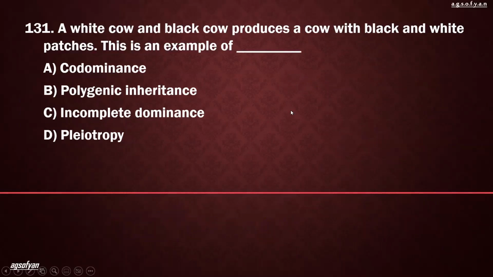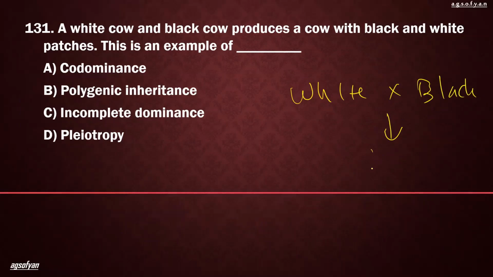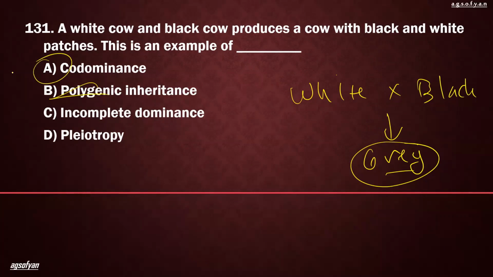Now how about this one? A white cow and a black cow produce a cow with black and white patches. If it produced gray, it would be incomplete, because gray is intermediate. But now it's not gray, it's black and white together. Would that be polygenic or codominance? It's codominant. Polygenic is many genes, like skin color. If you see both colors present together, white and black, it's codominant, because both of them have the same strength and are present together.